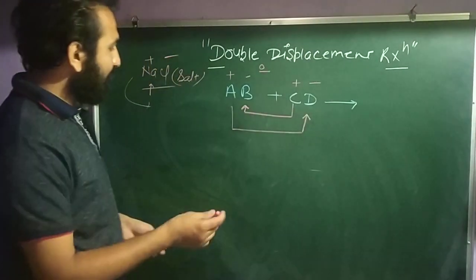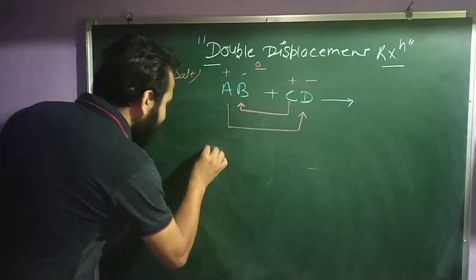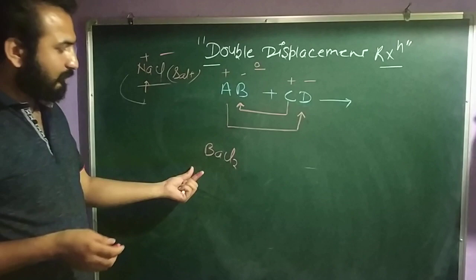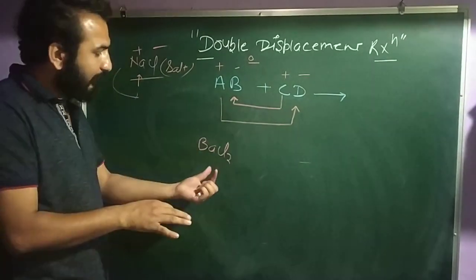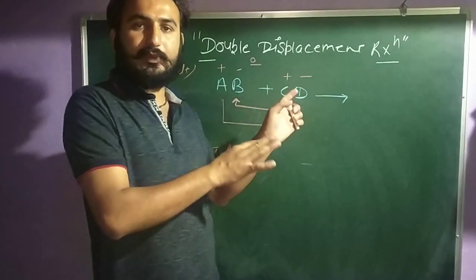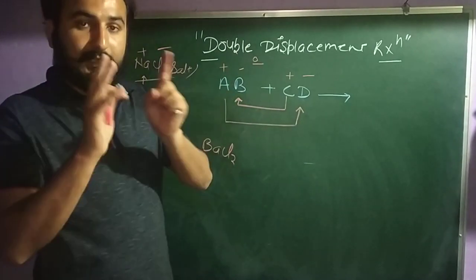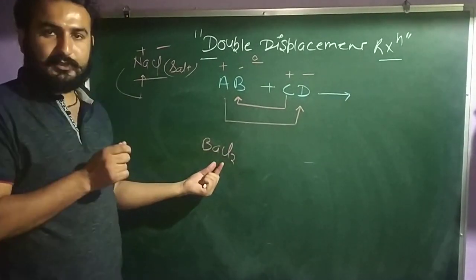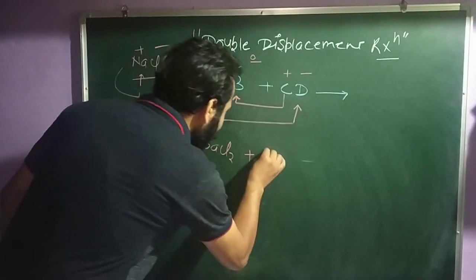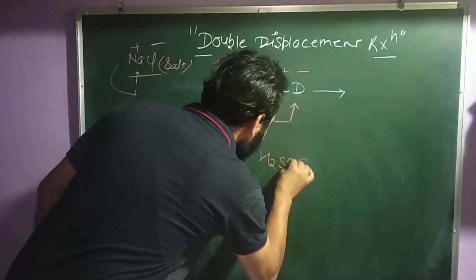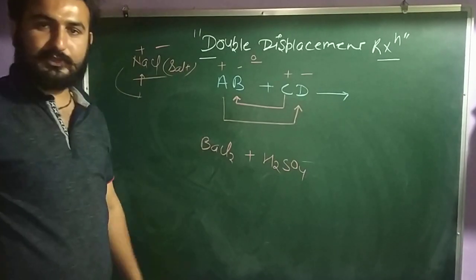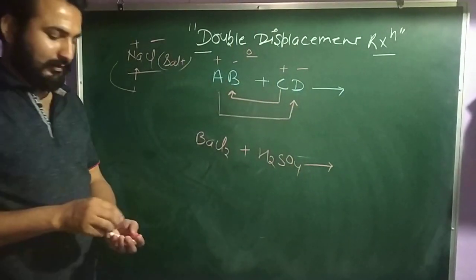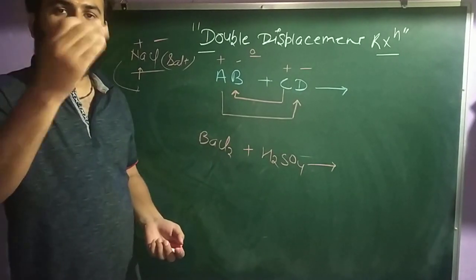For example, you have barium chloride, BaCl2. Barium chloride is in aqueous form. I am not writing the physical state here, but remember, it is very important to write the physical state in any reaction. Clear? It is reacting with H2SO4, which is also in the aqueous state. So see how the product will be formed.